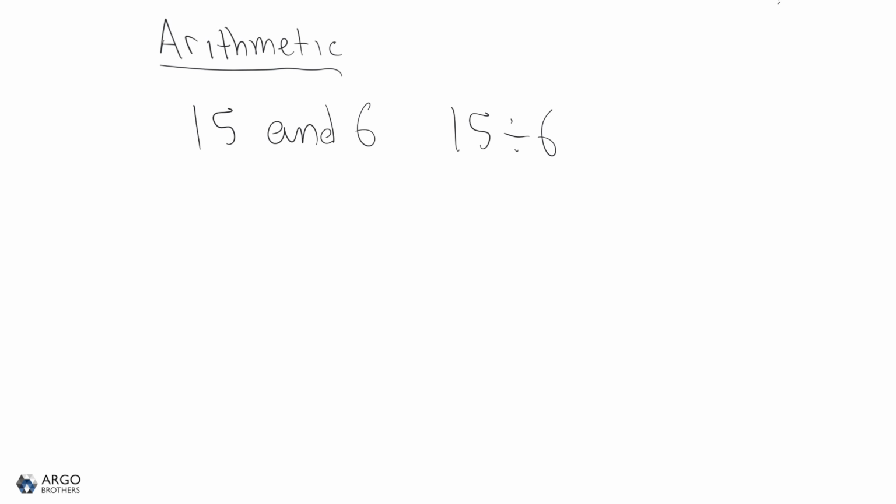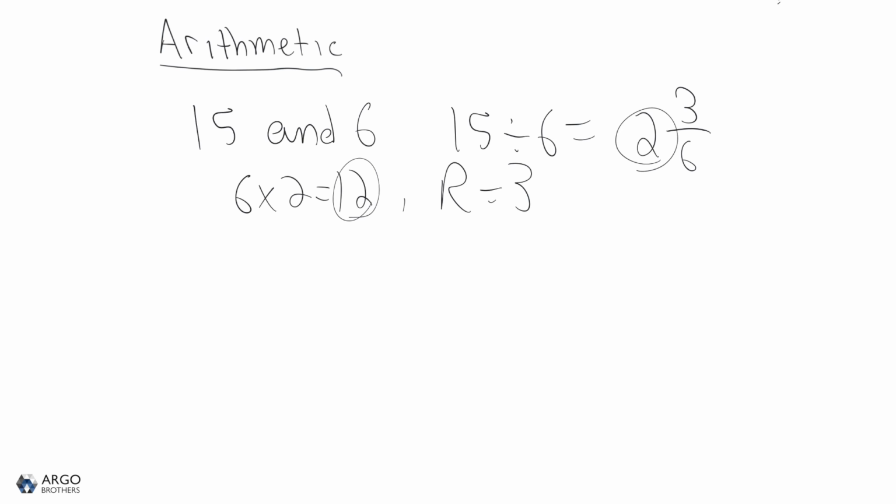Well, 6 can go into 15 two times to make 12 with the remainder of 3. And all that means is 6 times 2 equals 12, but we're not quite at 15 yet, so we need to have a remainder of 3. And the remainder I'll write as r. And the technical way of writing 15 divided by 6 would be 2 with the remainder of 3 over 6. 2 is what is known as the quotient.